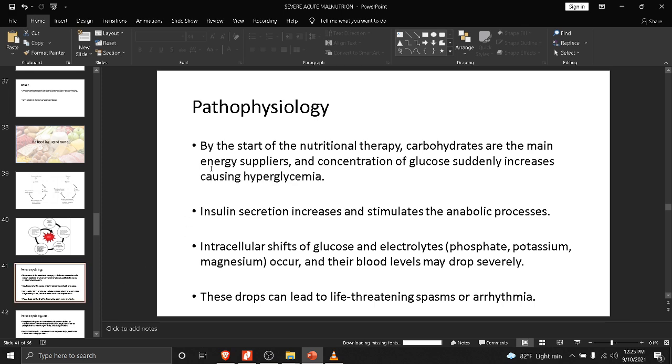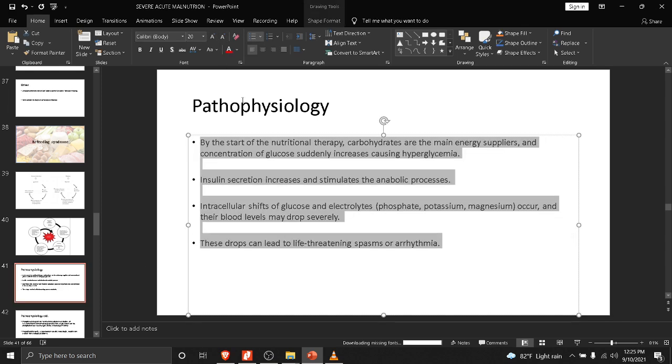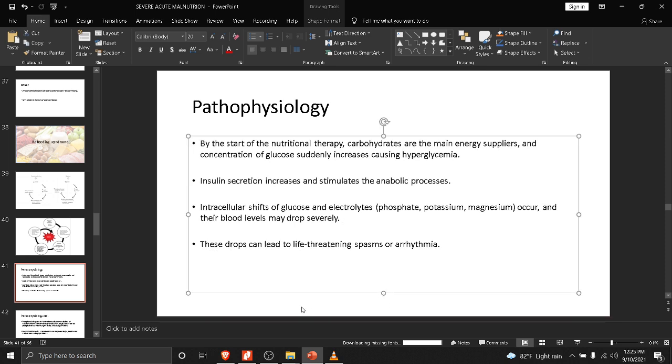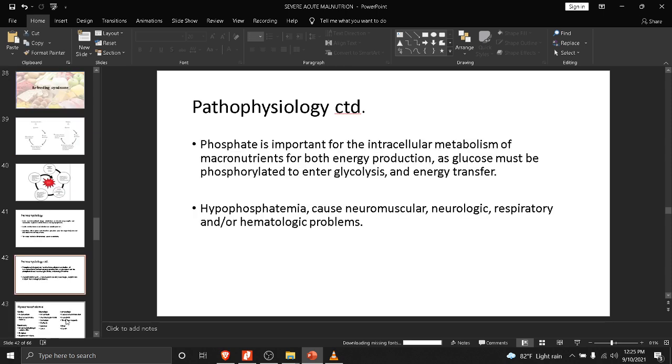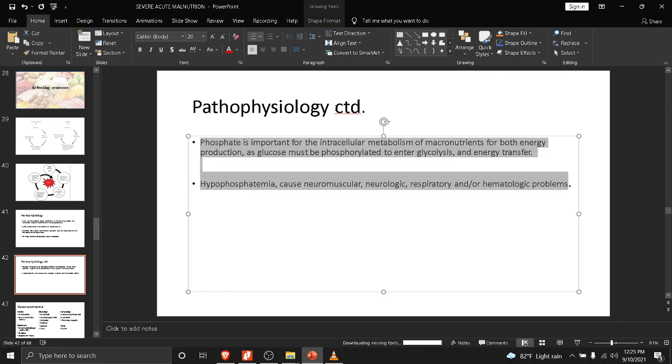By the start of the nutrition therapy, carbohydrates are the main energy suppliers and the concentration of glucose suddenly increases. Therefore, insulin secretion is there, with intracellular shift of glucose and electrolytes. So hypophosphatemia is very important in refeeding syndrome because phosphate is the main substrate of ATP, the energy production.